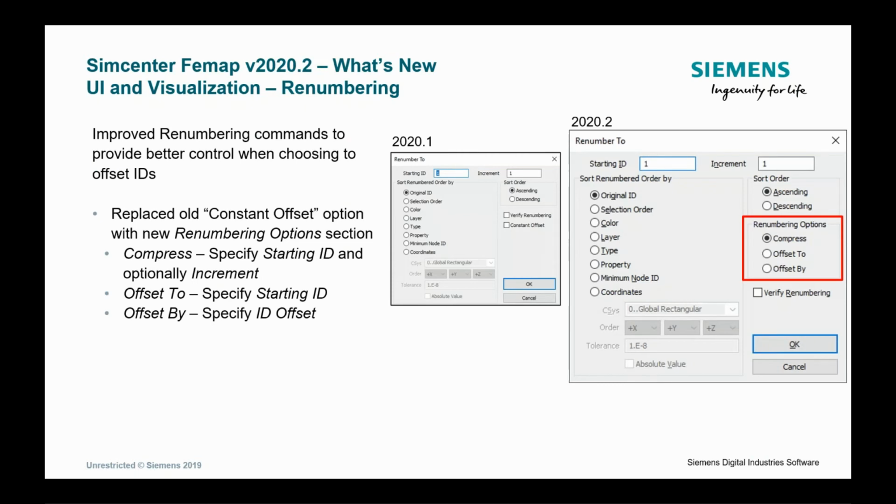Okay, another update is they've made some small changes to the renumbering options. Previously, you didn't really have any options to offset to a certain ID or specify how far you should offset from the current IDs. And now when you're renumbering, you do have that option. You can see in 2020.1 versus 2020.2, there's the change.